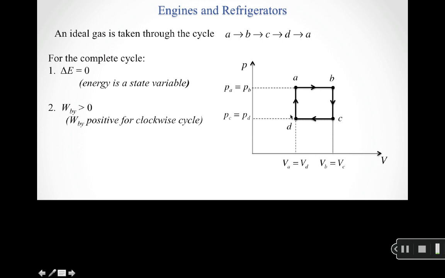And this is true for any time that I go around a cycle in a clockwise manner. So if I'm going clockwise around my cycle, that means that I have to have an expansion that has a larger area under the curve than my compression does as I come back.